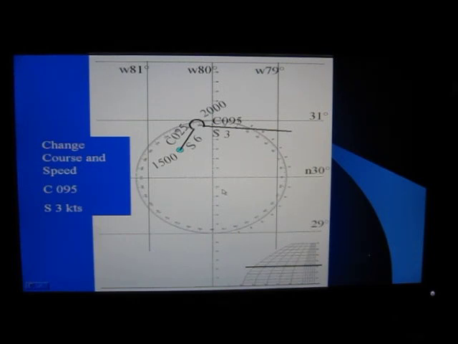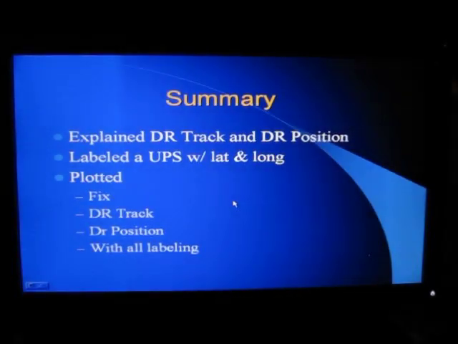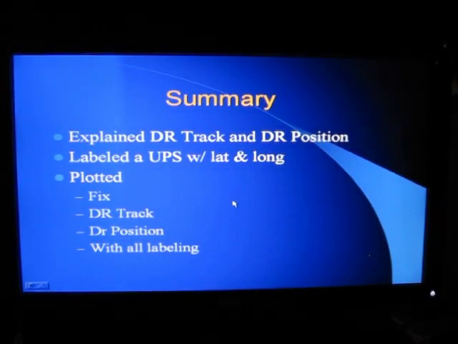Okay, we've laid out this track. Put in our DR position and laid out a new DR track. Once again, if you're uncertain about anything we've done here, review it again and again until you understand it. It's critical. This is an essential skill for maritime navigation. So what have we done? Well, we've explained the DR track, the DR position, what they are, how we use them. We've labeled a universal plotting sheet with our latitude, longitude lines. We've plotted a fix, our DR track, our DR position, and we've properly labeled everything.